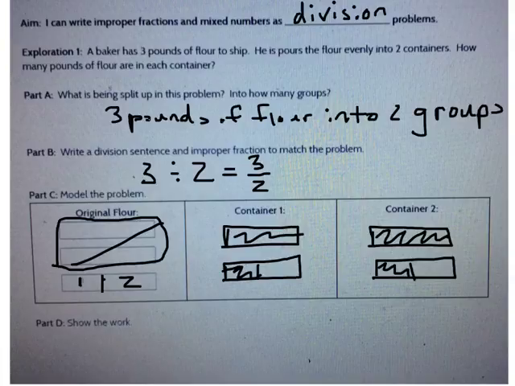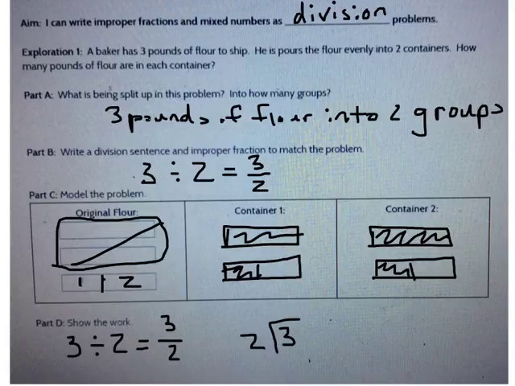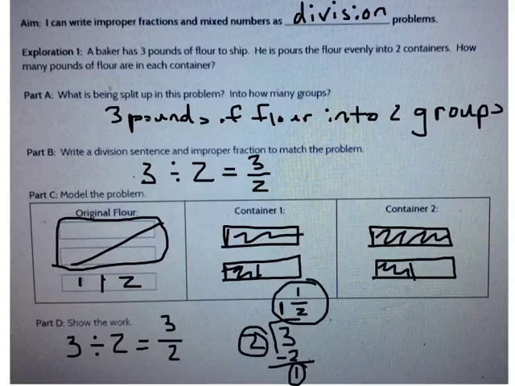Let's show our work. I know that 3 divided by 2 is 3 over 2. I can change that into a mixed number. What operation would I use to change 3 over 2 into a mixed number? I would use division. 3 divided by 2. How many times does 2 go into 3? 2 goes into 3 1 time. What's 1 times 2? It's 2, with 1 left over. So how would I write that as a mixed number? Well, I have 1 whole with 1 left over out of 2. So the answer is 1 1/2.